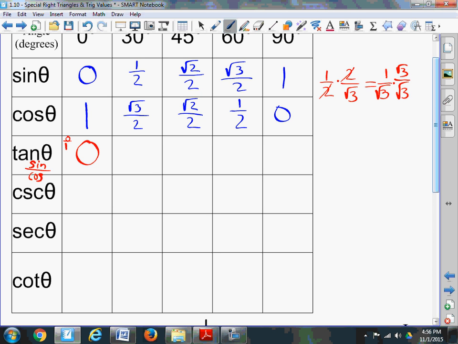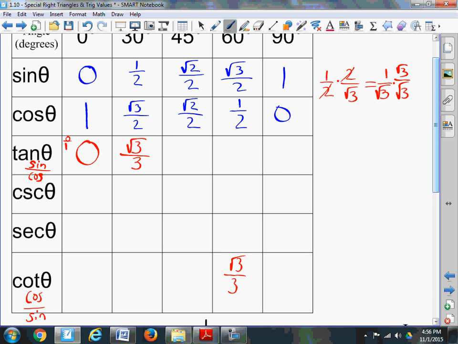And this comes out to root 3 over 3. Now is an important time to look at, well, we know that cotangent's the reciprocal of that. So cotangent is cosine over sine. So for cotangent, you would also have to do 1/2 divided by root 3 over 2, except you would be doing that with 60 degrees. So this would be root 3 over 3 down here.